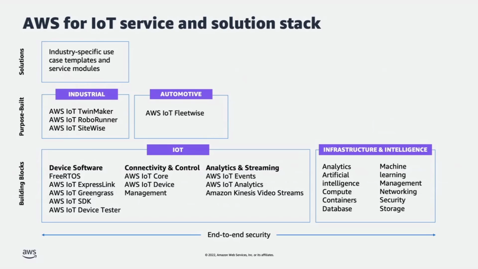Here's a holistic view of the AWS IoT service and solution stack. At the bottom layer, you have the building blocks for IoT. They are comprised of device software, connectivity and control, and analytics and streaming. These three work hand in hand to gather the data, to ingest the data, and to perform analytics upon that data. Along with these IoT services, we have over 200 AWS services which can work downstream for helping the customer with their infrastructure and intelligence and machine learning needs.